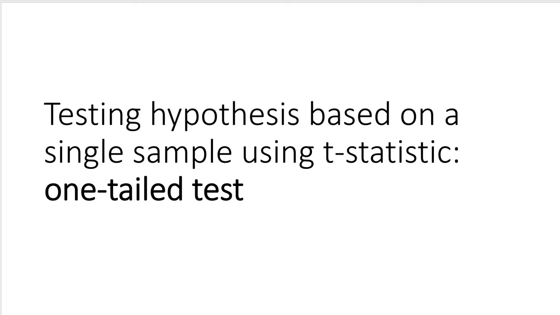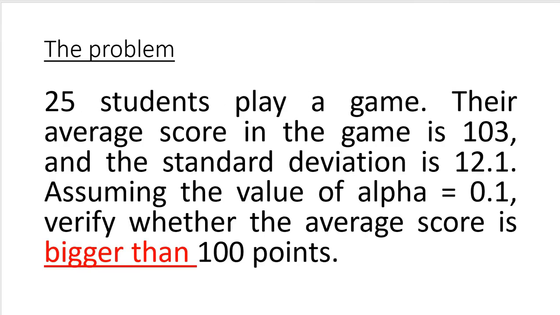So we are going to consider the same problem as in the previous video. We know that the number of observations is equal to 25, and we know the values of the mean and sample standard deviation. We assume the value of alpha of 0.1. But this time we want to investigate whether the average score is bigger than 100.